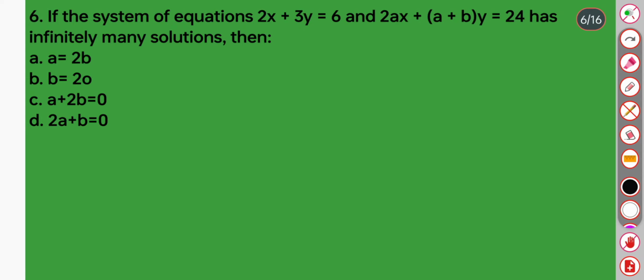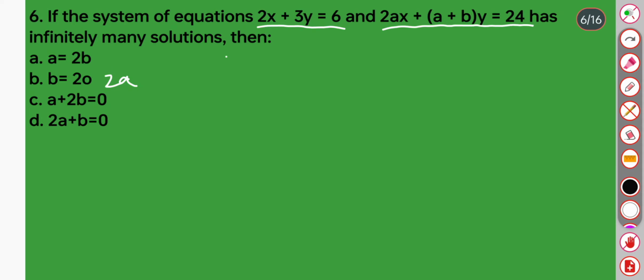Okay, question number 6. If the system of equations 2x plus 3y equal to 6 and 2ax plus (a plus b)y equal to 24 has infinitely many solutions, then option A: a equal to 2b, option B: b equal to twice a, option C: a plus 2b equal to 0, and option D: twice a plus b equal to 0. So let's solve. Our first equation is 2x plus 3y equal to 6 and our second equation is 2ax plus (a plus b)y equal to 24.